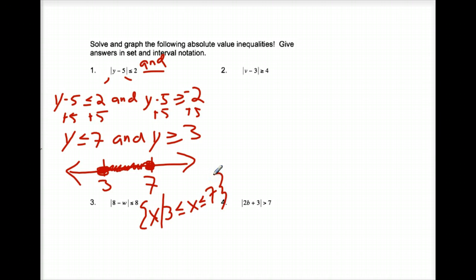How about the interval notation, Aaron? What was that rule we had? The big wig rule. Brackets, 3 comma 7, because of the greater than or equal to and less than or equal to.